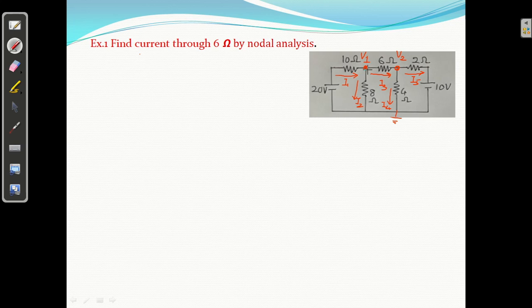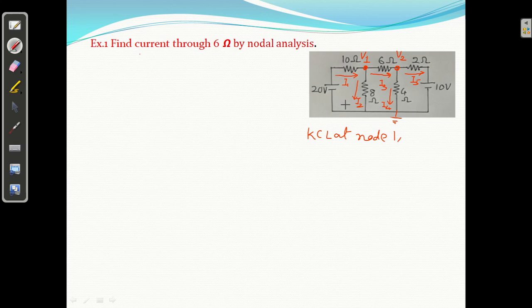So we will write the KCL at node 1. We will write the KCL at node 2. Clear? So we will get two equations. So KCL at node 1. What is the KCL at node 1?